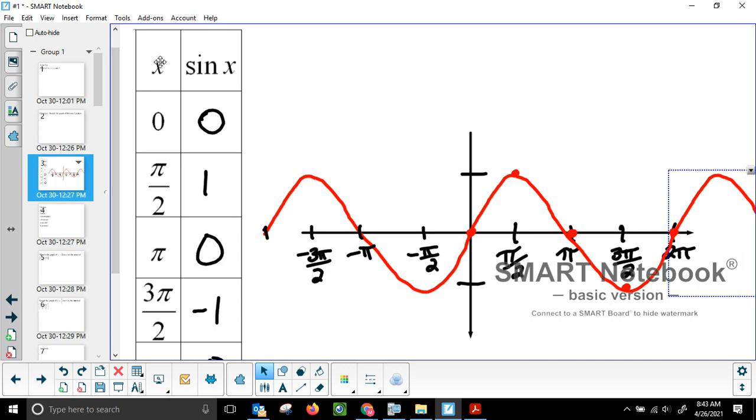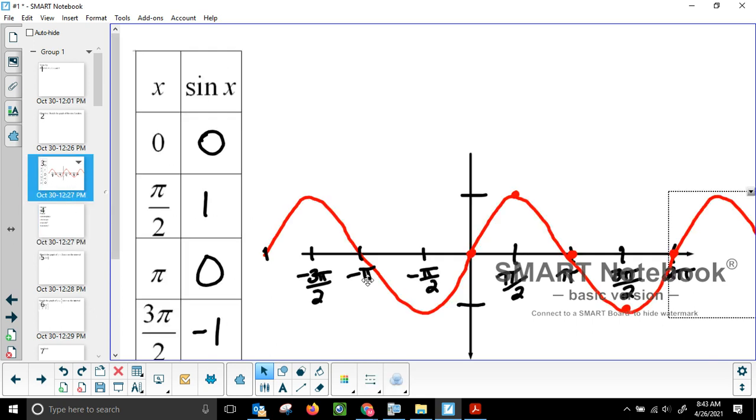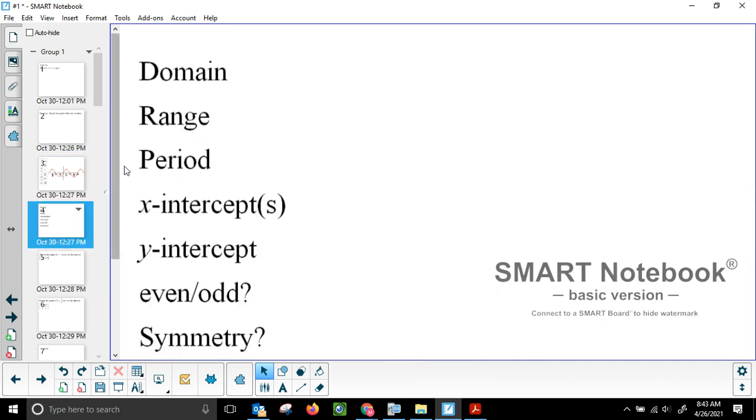Now we're going to talk about how these things can get more and more complicated. But before we do that, we'll talk about the features of this graph. So we have the domain. The domain is the x values. Is there any x value that I'm not allowed to put in here? No, right? It goes forever to the right and forever to the left. So my domain will be all real numbers, or negative infinity to infinity.